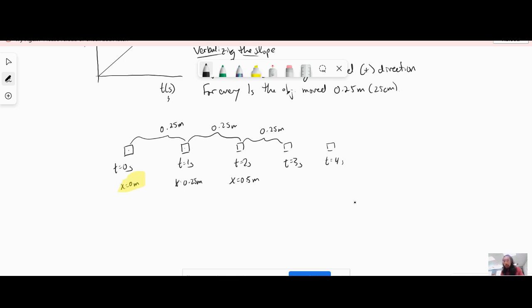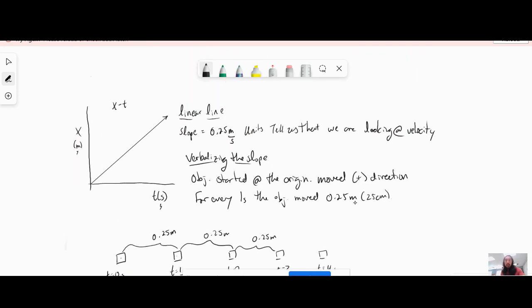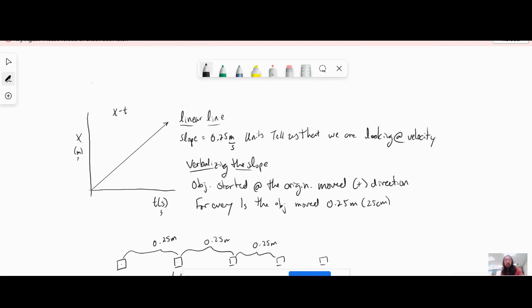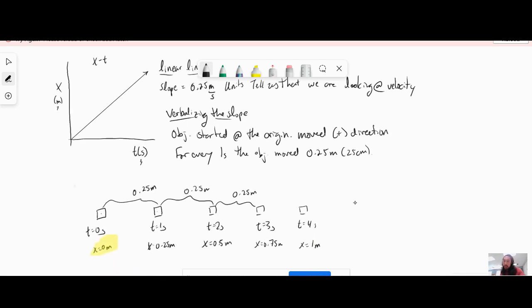And the fourth post-it note will be 0.75 meters, and the last post-it note will be at 1 meter. Okay, and so this is what your lab would have looked like. And from that lab, we would have created a graph that looked something like that. And from the graph, we could also tell exactly what happened at the lab.